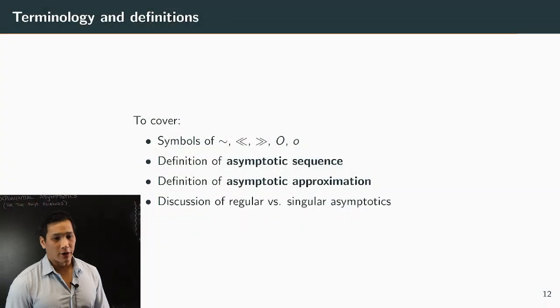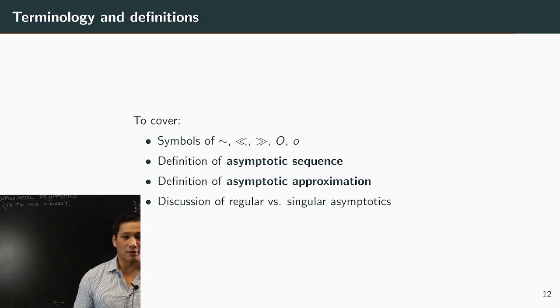Okay, so I want to introduce you to the tilde notation, the much less than or much greater than notation, big O and little o notation, just define what it means to be an asymptotic sequence and define what it means to be an asymptotic approximation according to Poincaré. And I've already done a little bit of discussion of the difference between a singular perturbative problem and a regular perturbative problem.